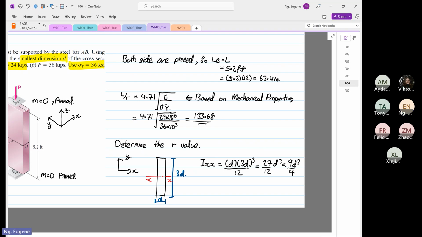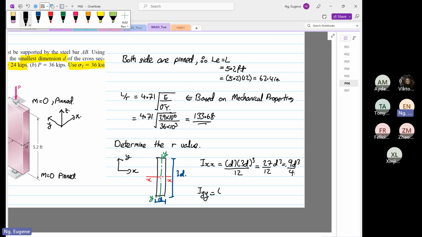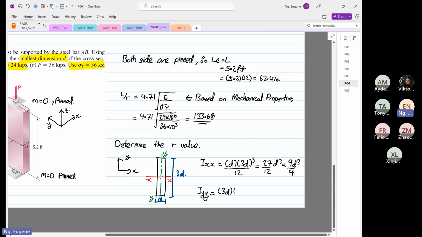Remember, the R value that we will choose, we don't know whether it's Rx or Ry. Again, we have to find the lower I value. Now I'm going to determine Iyy. So this is our YY. The width is equal to 3D and the depth is equal to D, so D cubed over 12. So 3D times D cubed over 12, so now this is D to the power 4 over 4.